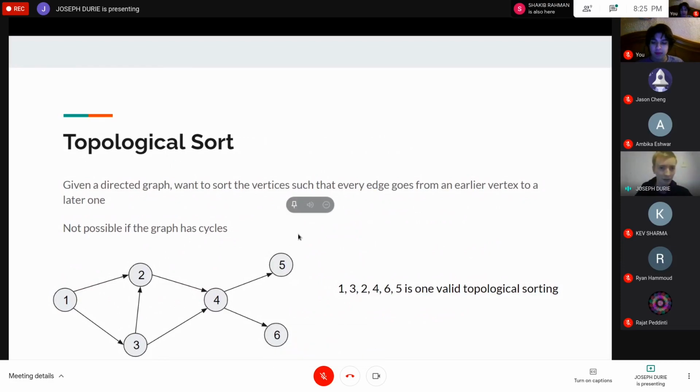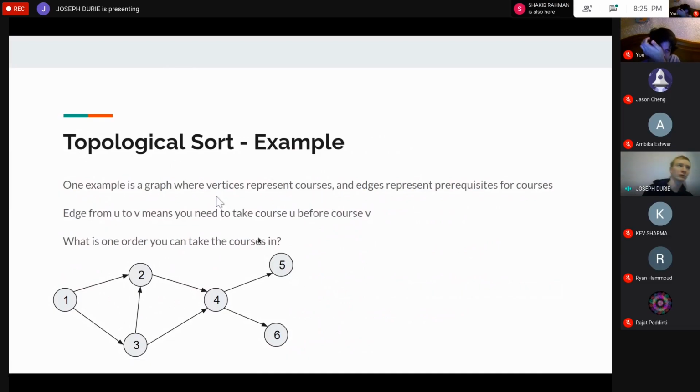Okay, so the next algorithm we're going to talk about is topological sort. So basically the idea behind topological sort is you have a directed graph, and we want to basically sort the vertices such that every edge goes from an earlier vertex to a later one. So, skipping ahead to the next slide, one really intuitive example of this is, let's say your vertices represent courses and the edges represent prerequisites, where if you have an edge from U to V, you have to take course U before course V. You basically want to know what's one order you can take the courses in.